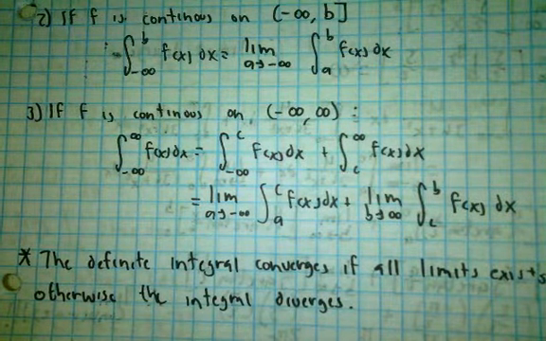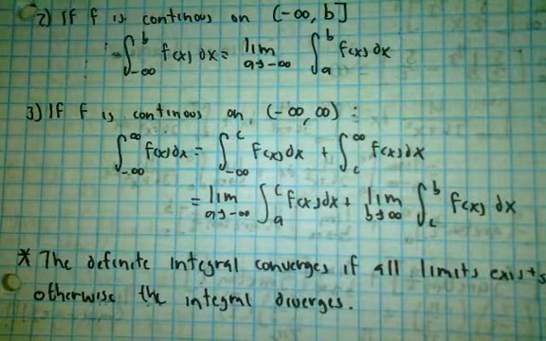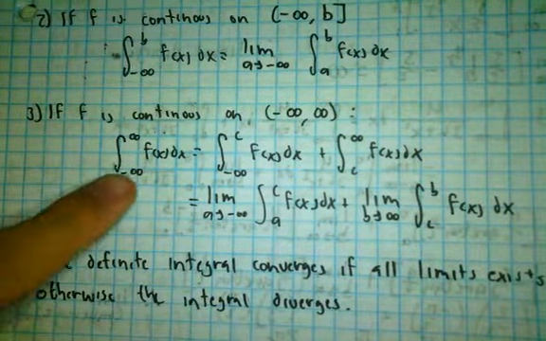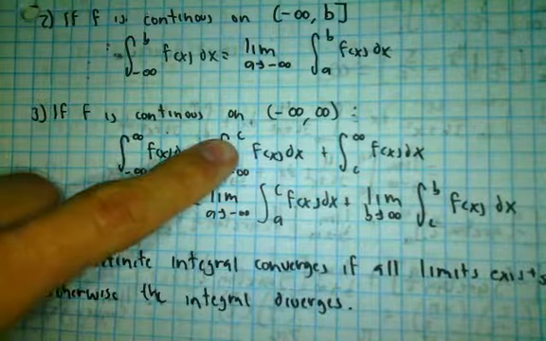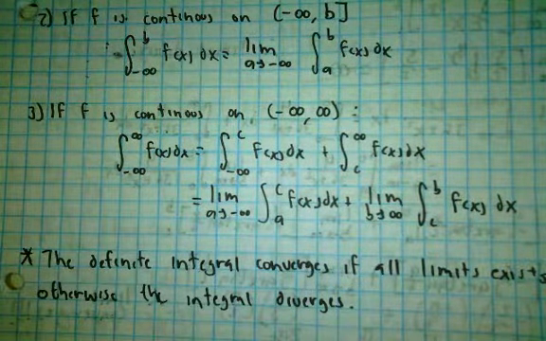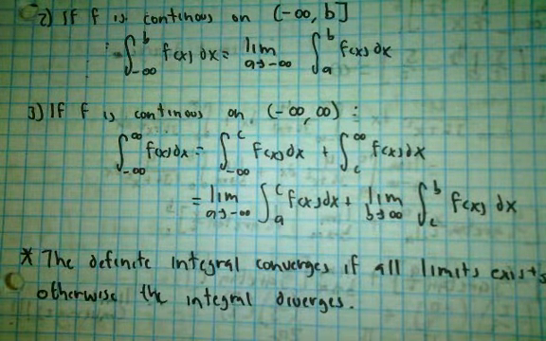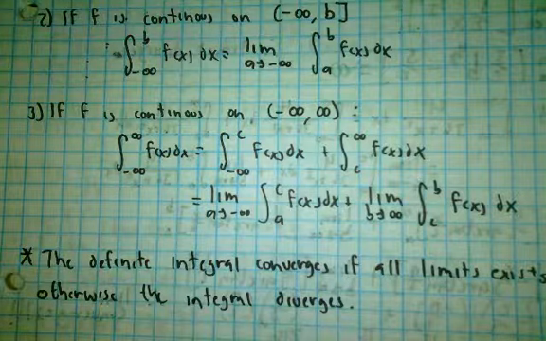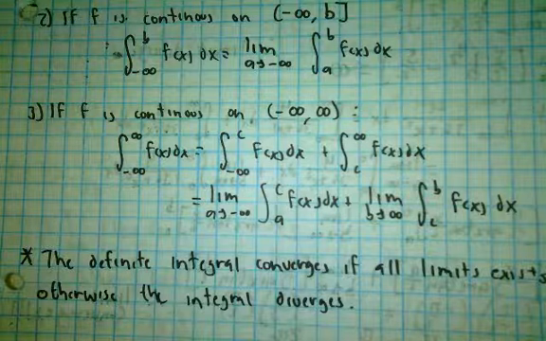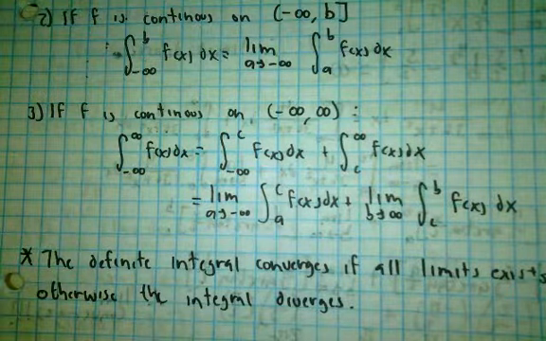Okay, so what's going to happen is you're going to have to split it up into two integrals. I split it up from negative infinity to c, and then from c to infinity. Now, c will be an arbitrary value. You get to pick whatever value you want. I recommend that you use 0, because 0 is an easy number to deal with, right? And then you just apply the rules from above to finish each one of those limits.